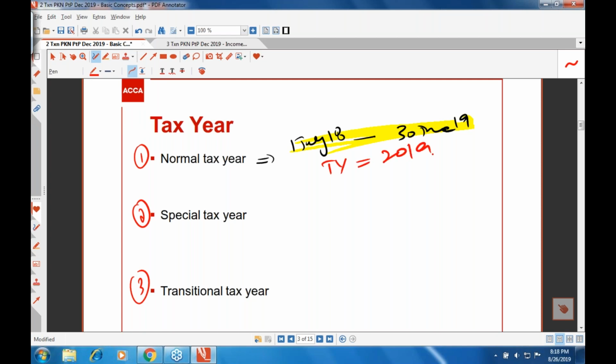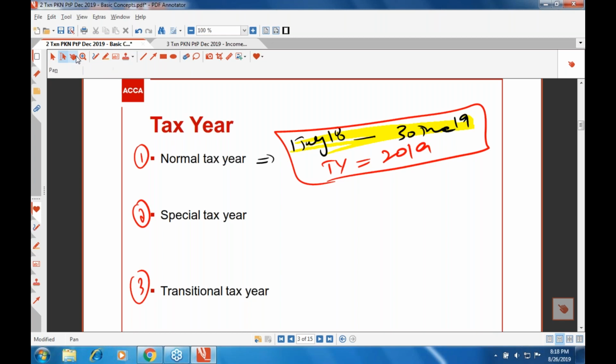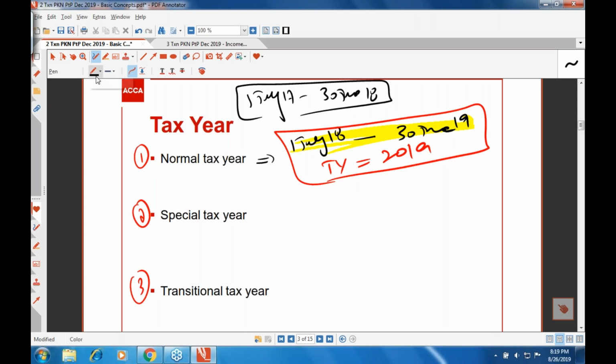This is going to be considered as normal tax year 2019. Now, basically, the normal tax year is a period from 1st July of a year till 30th June of a year. Whenever this 30th June falls, in whatever year, that is going to be the name of that tax year. For example, if we are talking about the period 1st July 2017 to 30th June 2018, this specific time period is going to be considered as tax year 2018.